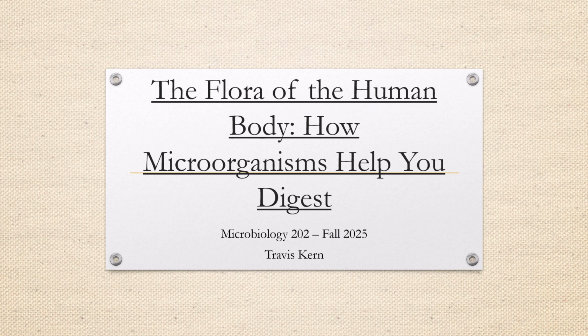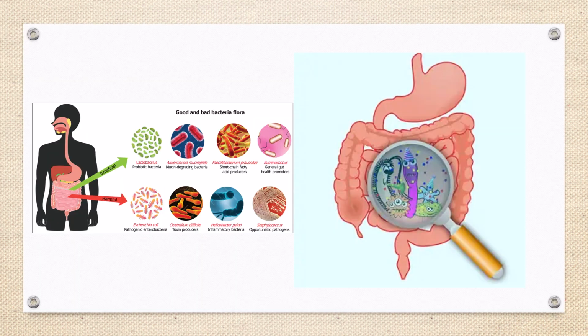The topic I chose was the flora of the human body, how microorganisms help you digest. This is just a picture, a general idea of what this presentation is going to be talking about. All of the different kinds of life, bacteria, fungi, that exist in your gut, the flora, the microbiota. All these names refer to all the different kinds of microorganisms that live mostly in your large intestines, but also in your small intestines, your stomach, some in your esophagus, throughout your entire GI.